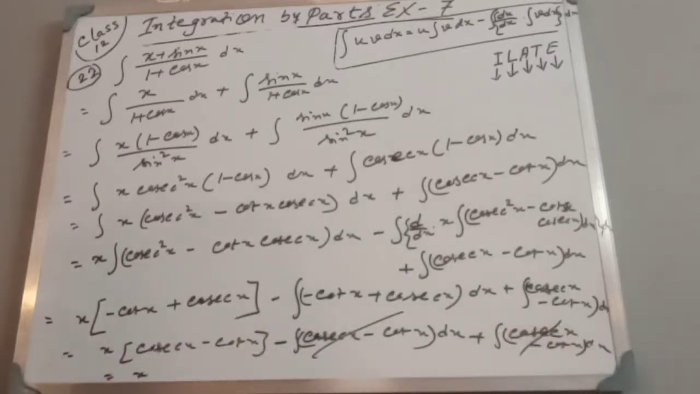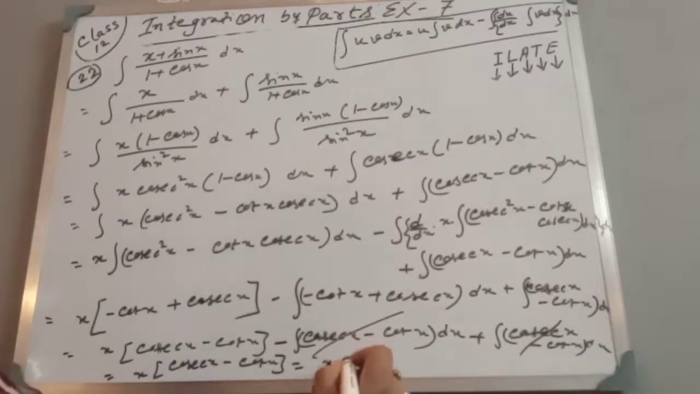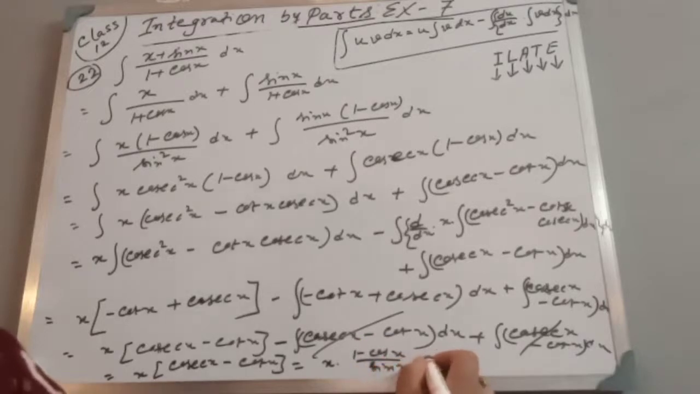So x cosec x minus cot x, that is x into cosec x minus cot x. If you want, we can keep the answer in this way. Or if we want, we can again evaluate this part also. Cosec x means 1 by sin x. And cot x means cos x by sin x. So it's coming x into 1 minus cos x by sin x, plus c.